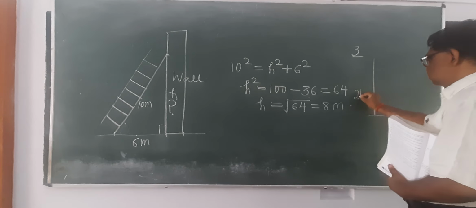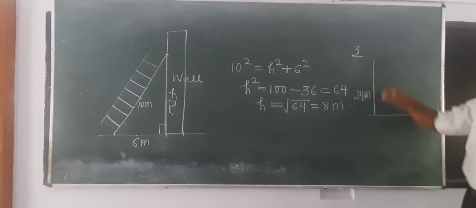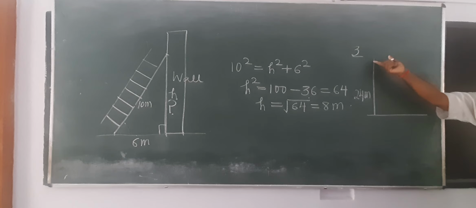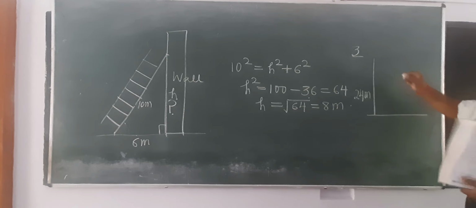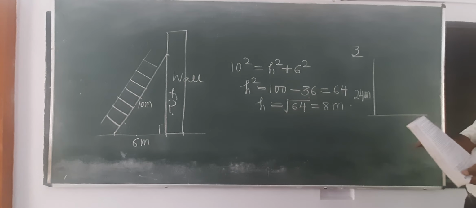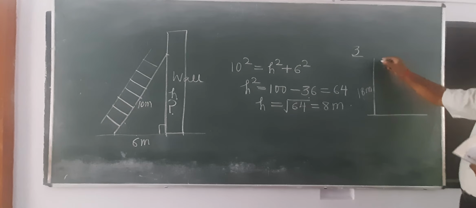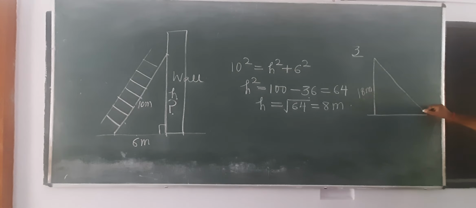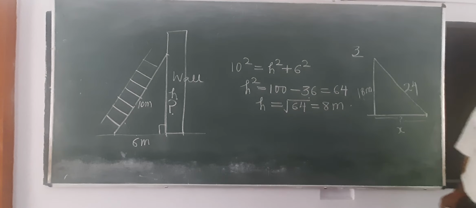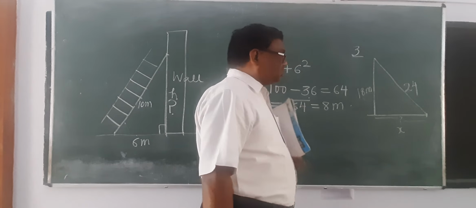18. In order to keep it vertical, a wire is fixed here. The wire whose length is how much? Length of wire is 24 and the pole is of 18. A 24 meter long wire is attached and its other end is fixed with the help of a stake here in the ground. It's clear? So you have to find the distance of this stake from the base of the pole. This you can take as x. This distance you have to find.